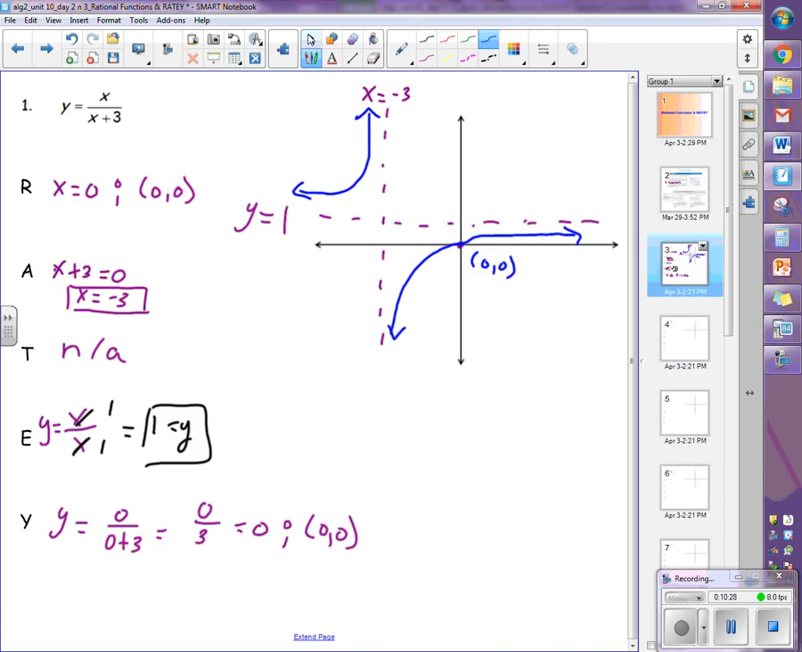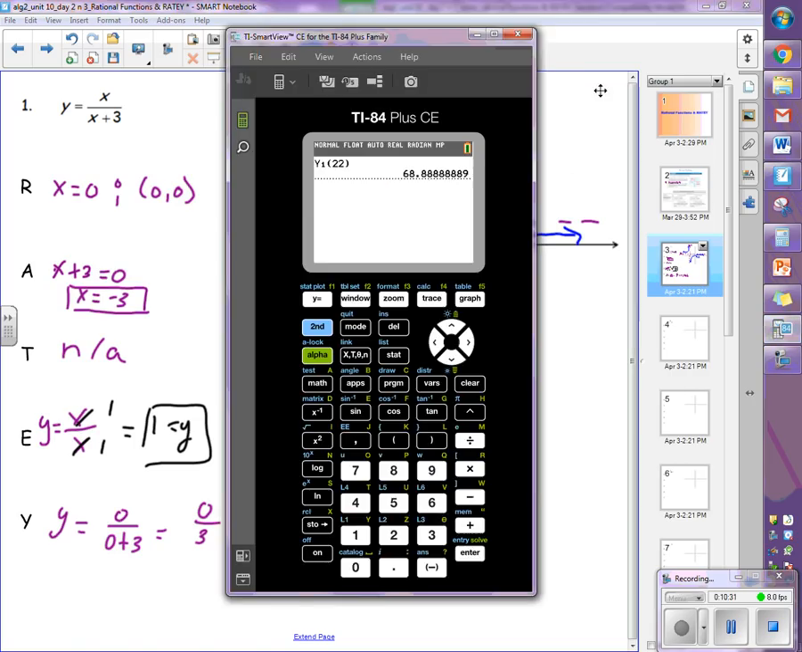All right, and if you want to check it on the calculator, you're more than welcome to, or trust me and believe me. So in our equation, we're going to type alpha y equals 1. So we're going to put x over x plus 3. And a standard window is perfect. Graph. And there we have it. So as you can see, it's getting close to 1, but it doesn't cross on both ends.